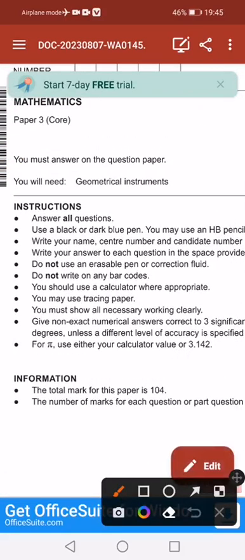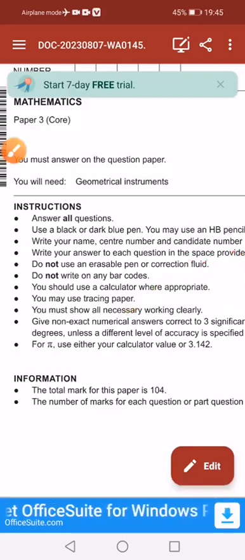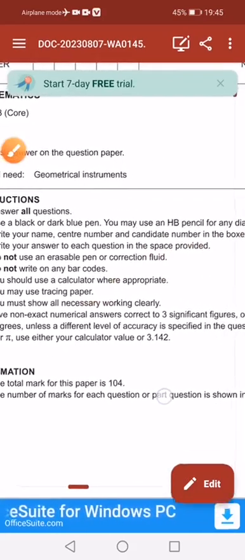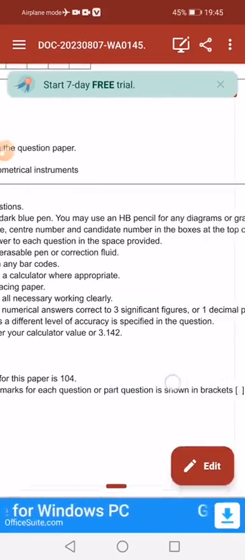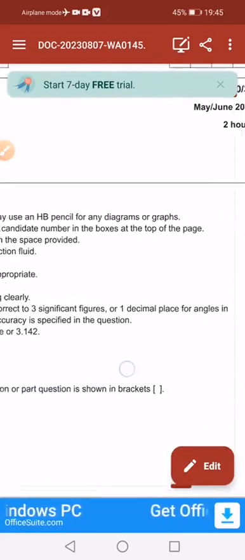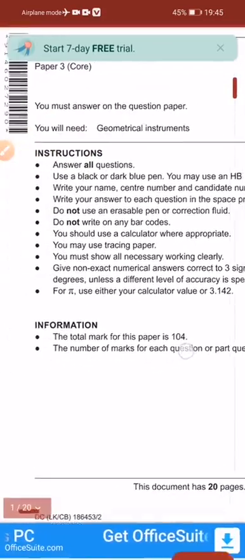As you can see, do not use an erasable pen or a correction fluid. Then do not write on any barcodes. Then you should use a calculator where appropriate. This is very, very important. Then you may use the tracing paper. You must show all necessary working clearly. Okay. And give non-exact numerical value answers correct to 3 significant figures or 1 decimal place for angles in degrees.